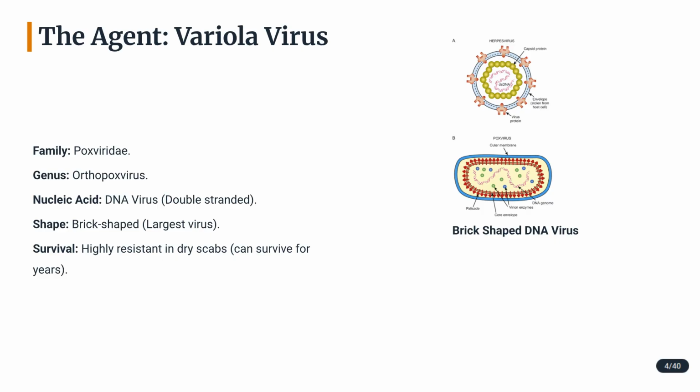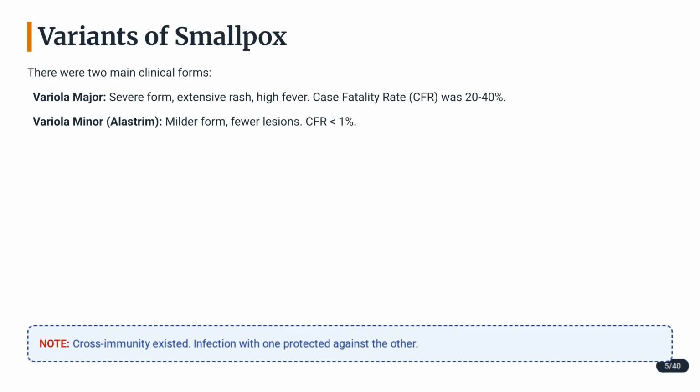There were two main clinical forms. Variola major was severe, with a case fatality rate of 20 to 40%. Variola minor, or alastrum, was milder, with a fatality rate of less than 1%. Examining the epidemiological triad, the agent is variola virus. Importantly, humans were the only reservoir, with no animal reservoir or carriers, which was crucial for eradication.